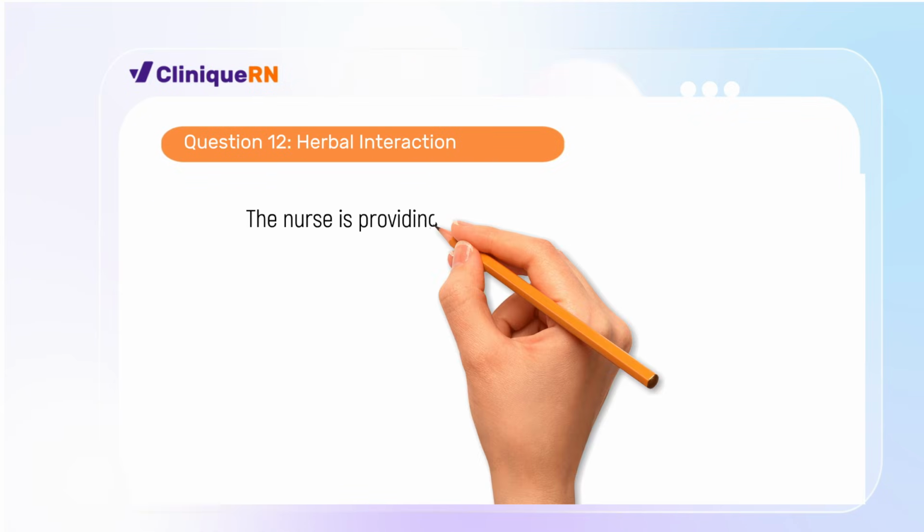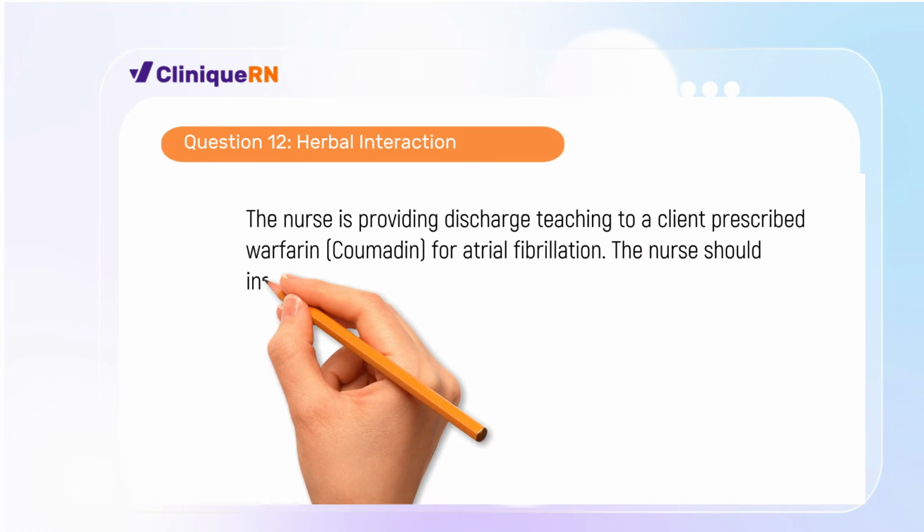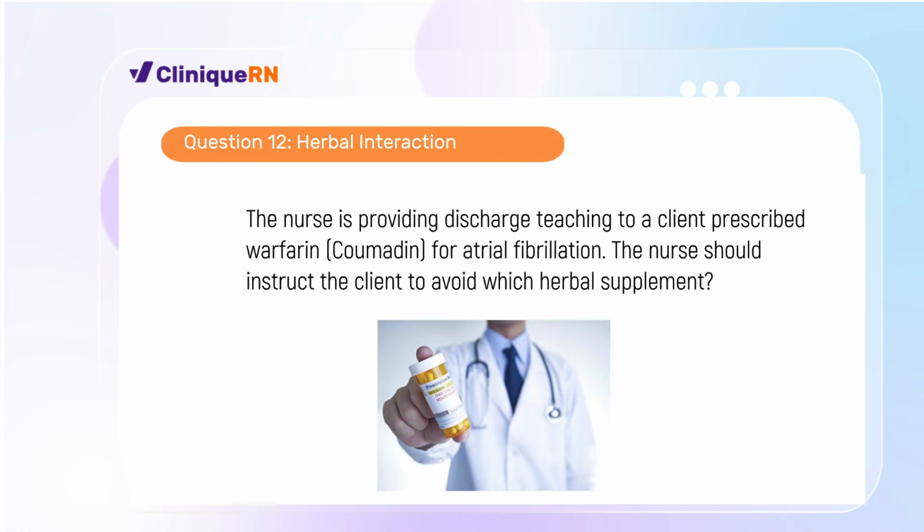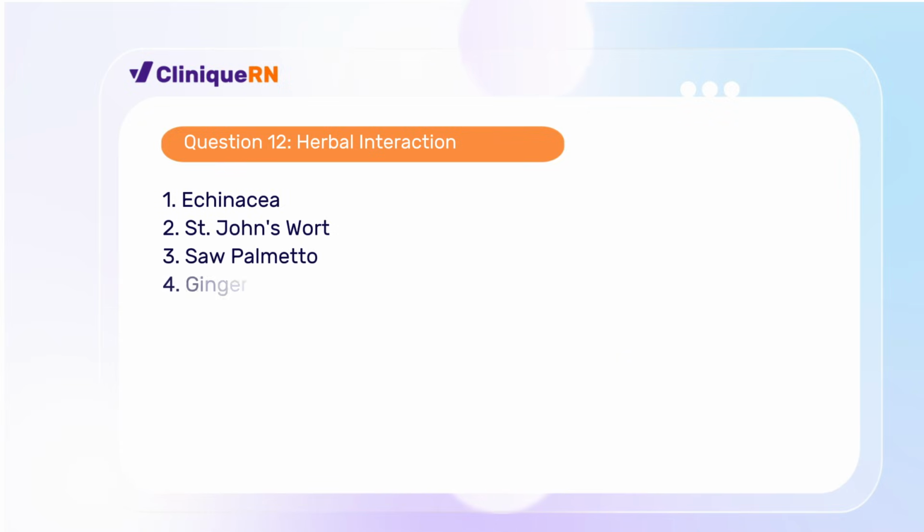Question 12. Herbal interaction. The nurse is providing discharge teaching to a client prescribed warfarin, Coumadin, for atrial fibrillation. The nurse should instruct the client to avoid which herbal supplement? 1. Echinacea. 2. St. John's wort. 3. Saw palmetto. 4. Ginger.